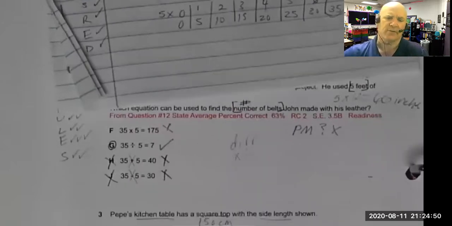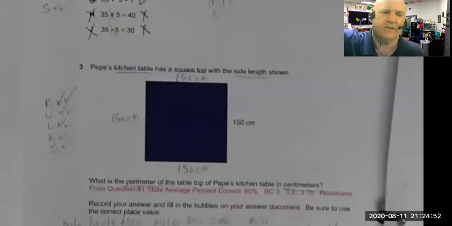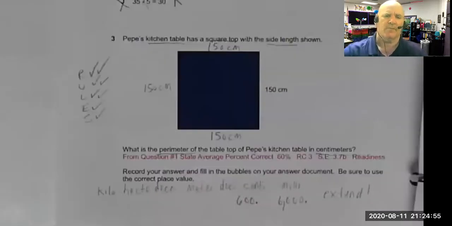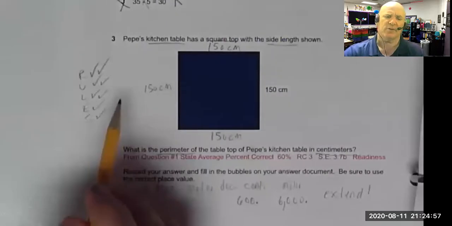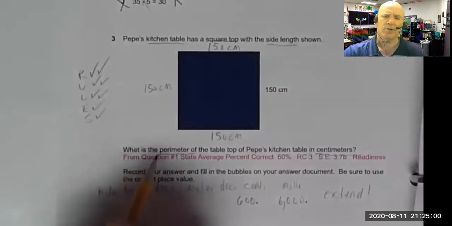Let's take a look at number 3. We'll do 2 today. It says, this time I'll start with the question. We'll alternate. What is the perimeter?